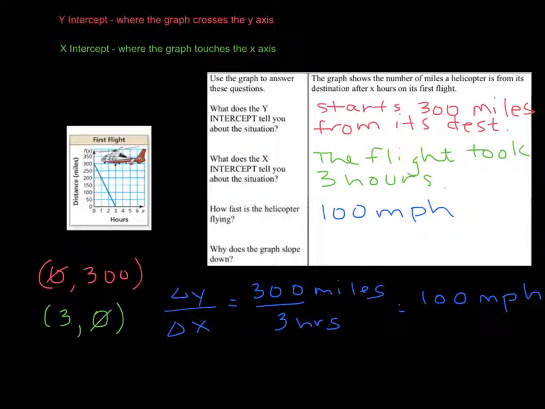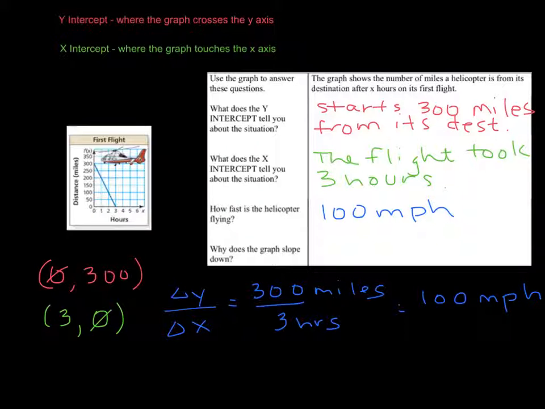So notice my y-intercept was up here at 300, and then the line is sloping down at a constant rate of 100 miles per hour until it hits the x-axis at 3. Well, why does that happen? If you think about this scenario from the beginning, it tells you that the graph is showing the number of miles the helicopter is from its destination after x hours on its first flight. Well, if you start 300 miles away, every hour that you travel, you're moving closer to your destination. So the graph slopes down because you're moving closer to the destination the longer you're in flight.